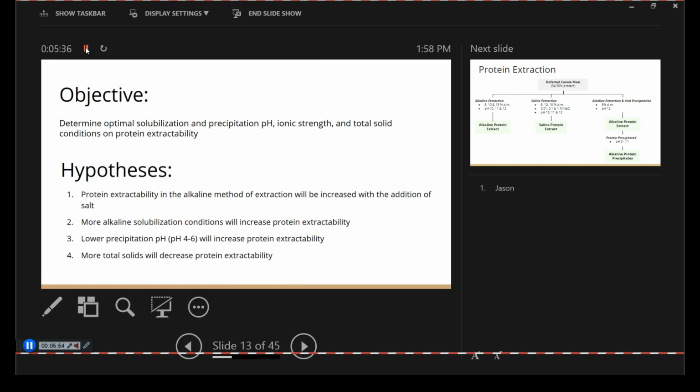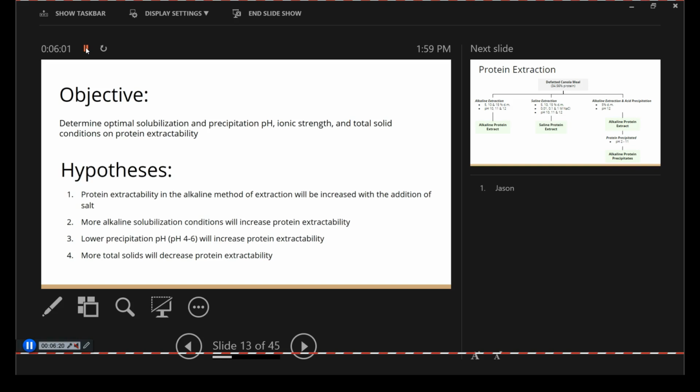So the objective of the first study was to determine the optimal solubilization and precipitation pH, the ionic strength, and the total solid conditions on protein extractability. And the four hypotheses that were developed were: protein extractability in the alkaline method of extraction will be increased with the addition of salt, and then more alkaline solubilization conditions will increase protein extractability.